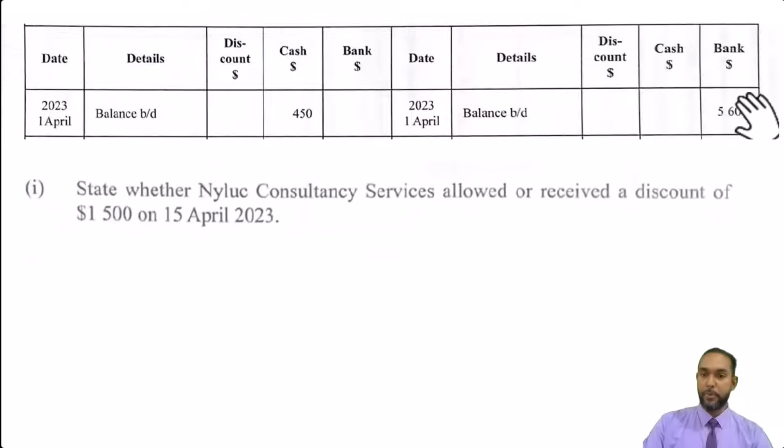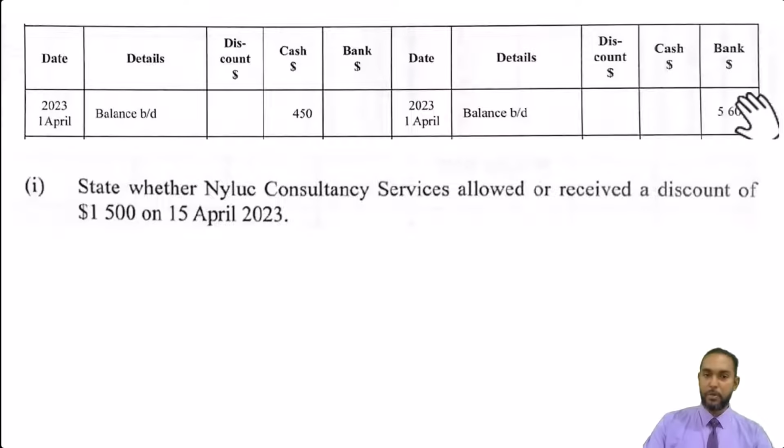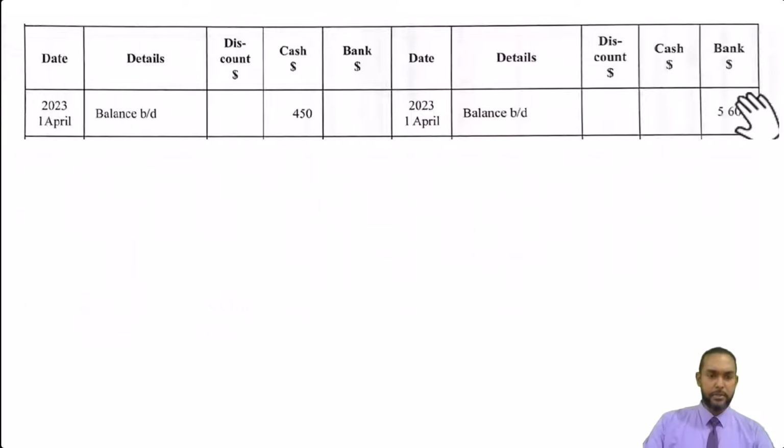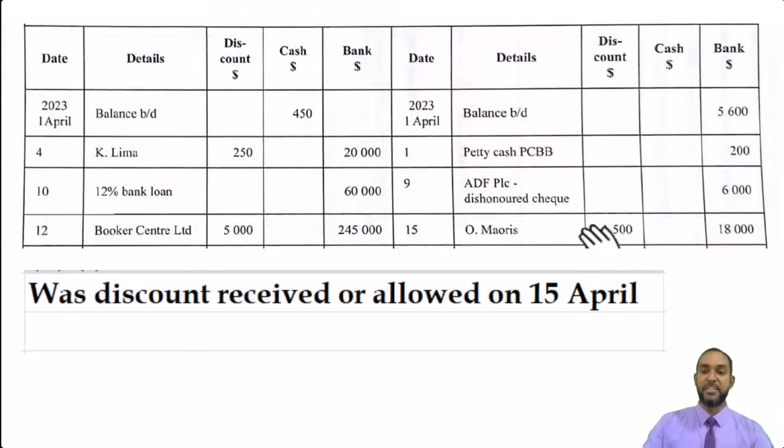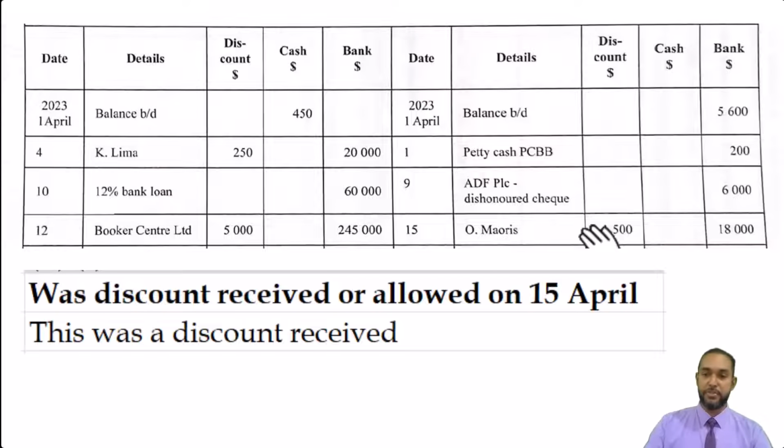Okay, now B part 1, what was discount received or allowed on the 15th of April? Okay, so I'm seeing 15th of April here, and I'm seeing this discount. Now, this is on the credit side. The credit side is where we make payments. And if there's a discount on this side where we make payments, it means we have received the discount. So that was a discount received.